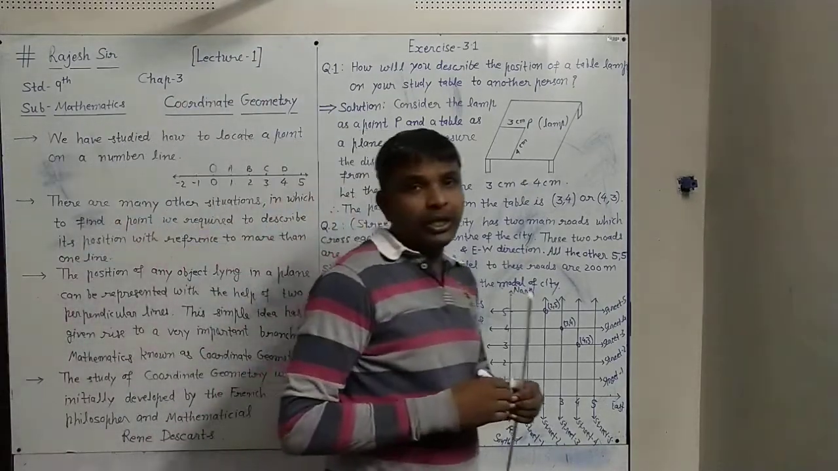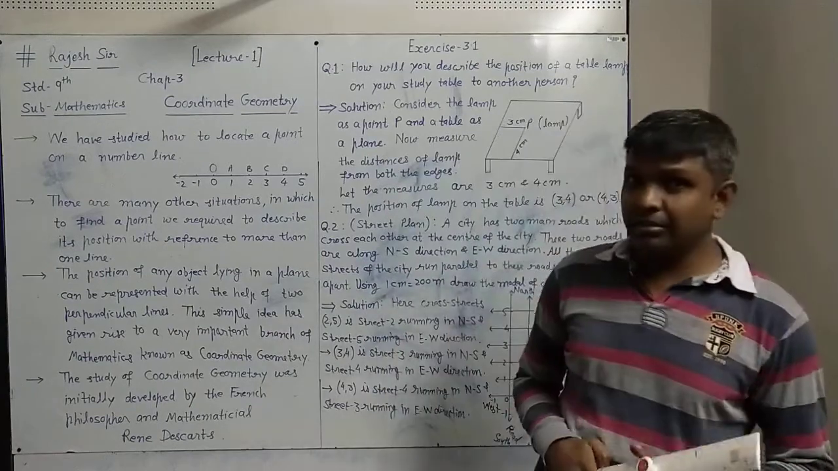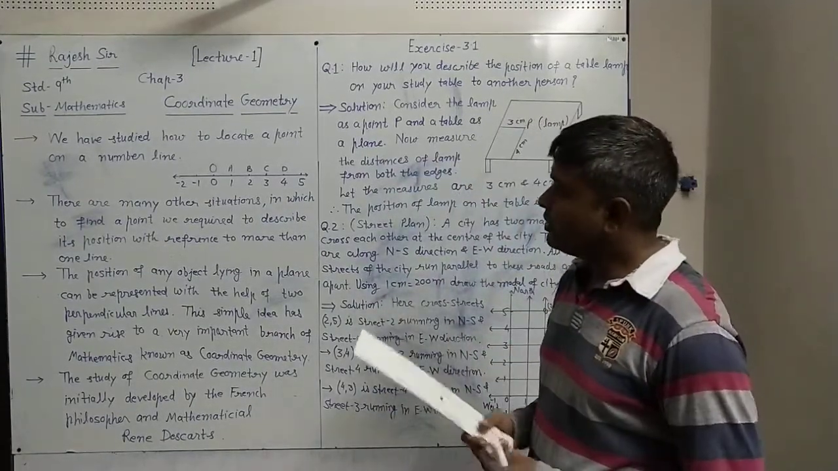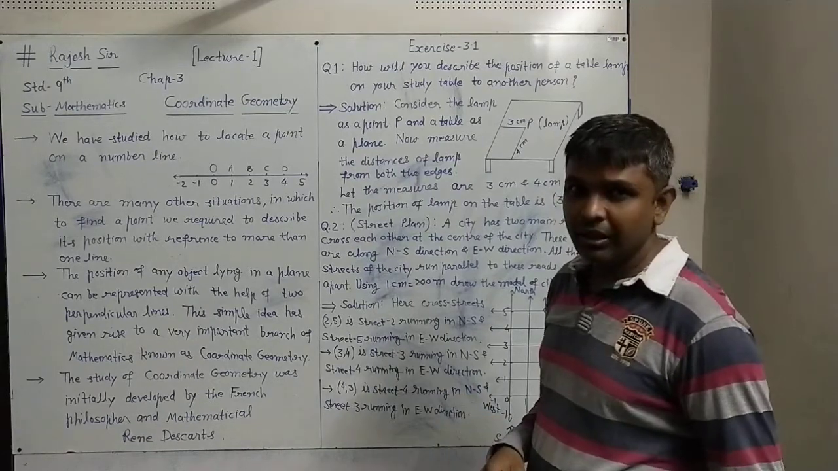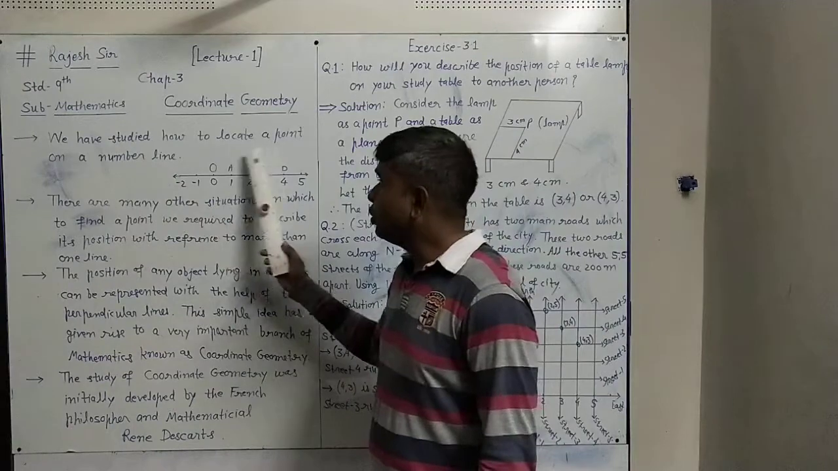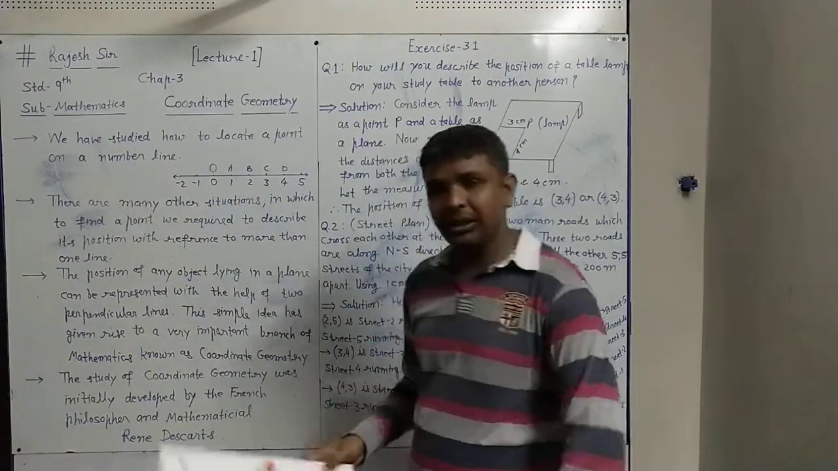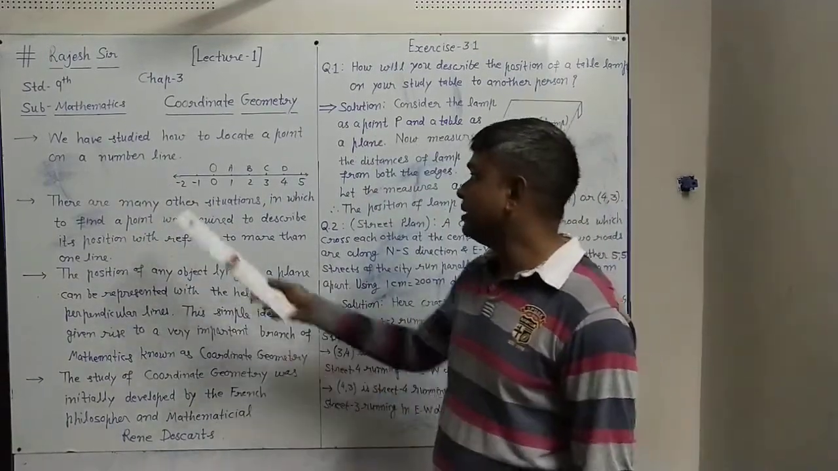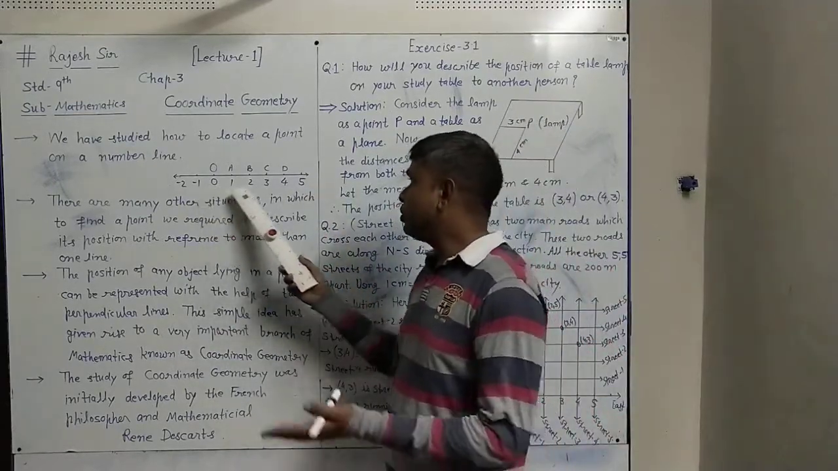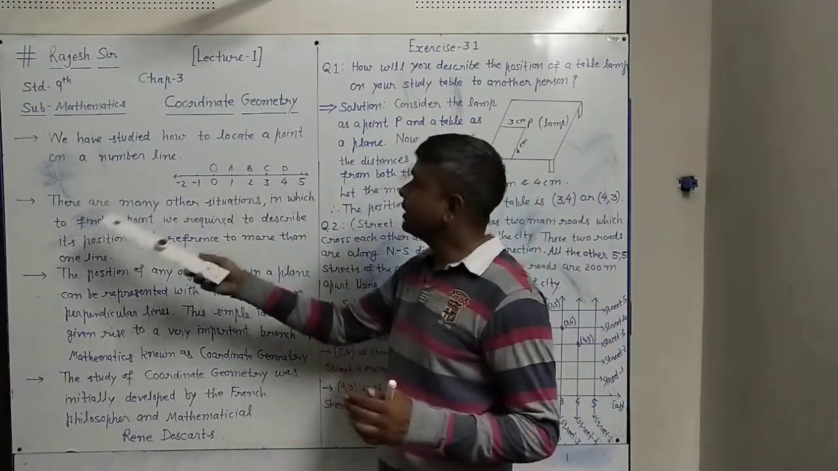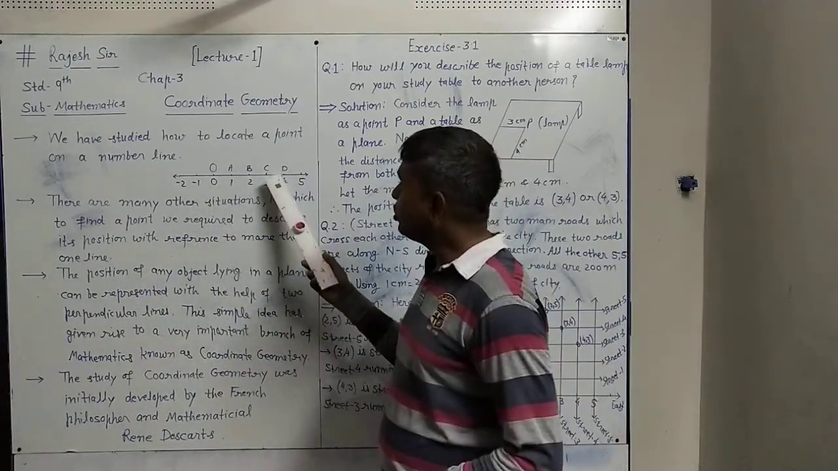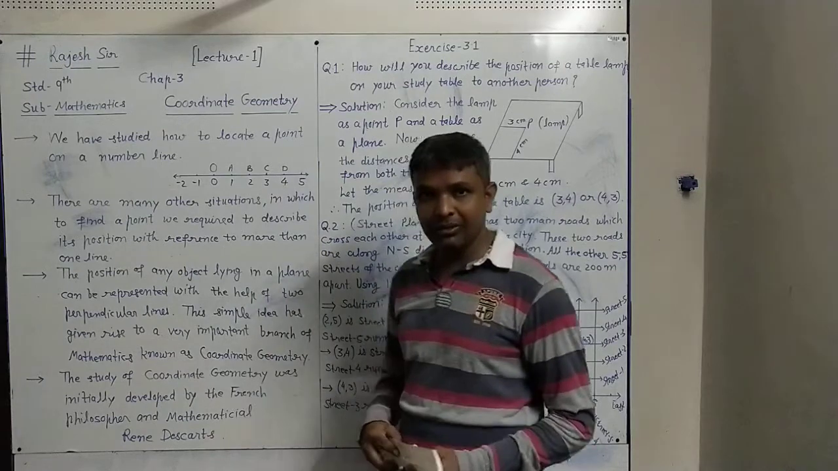Coordinate geometry is a branch of maths. In chapter 1, on real numbers and the number system, we studied how to locate a point on a number line. In earlier classes also we have seen this. We draw a number line with 0 and the positive numbers on the right and the negative numbers on the left. Any point on it can be located with the number associated with it.